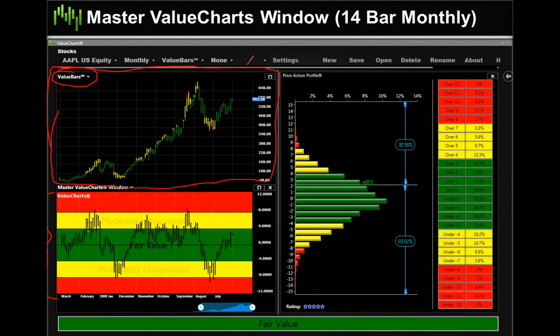So the value charts price window is essentially designed to classify price in one of five primary valuation zones. And the middle one is called fair value. That's where we get about 68% of historical trading activity for the market and time frame combination. The next one up is called moderately overvalued. That's the upper yellow. And then you have significantly overvalued at the top here. My red's kind of blending in. And then you have moderately undervalued. That's the lower yellow below the green. And then you have significantly undervalued here at the very bottom. So five primary valuation zones, three colors you have to remember. And these actually match up with this tool over here on the right called the Price Action Profile.